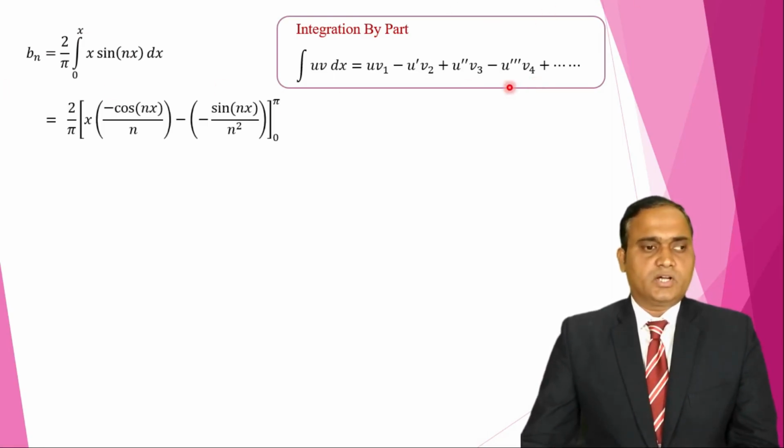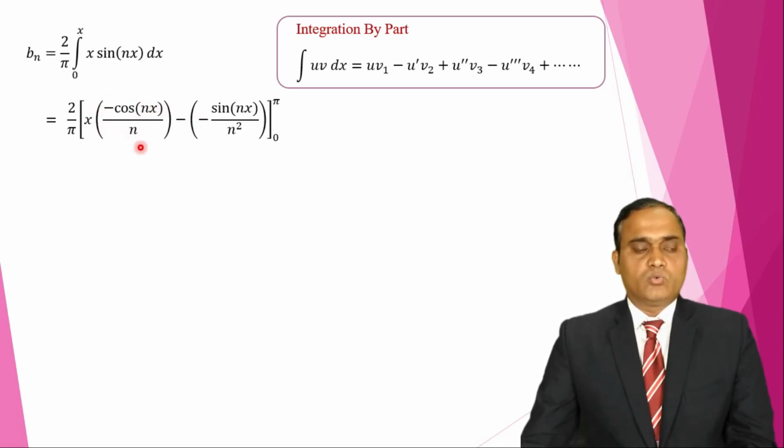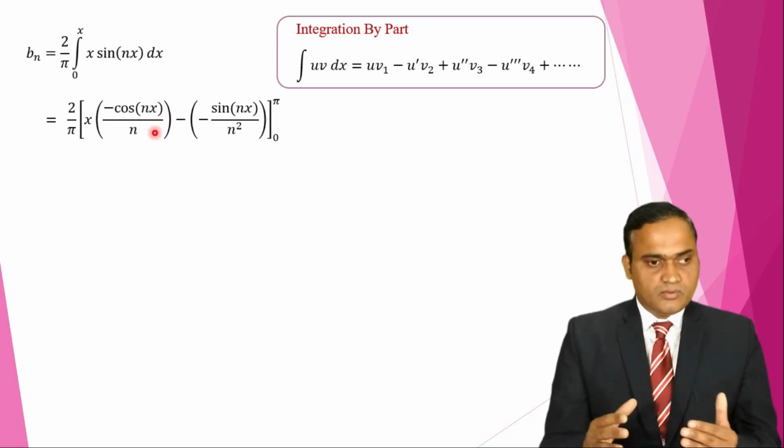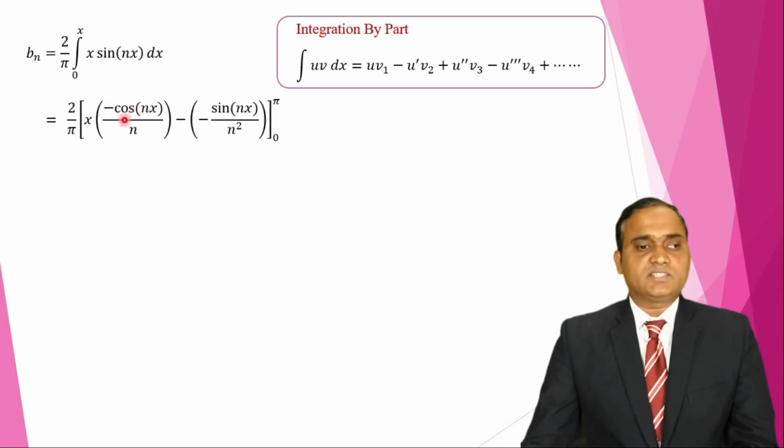So here I take 2 by pi, u as x, then the integration of sin nx, v1 means the integration of v. The integration of sin nx is minus cos nx, and for nx we have to divide by the derivative. The derivative of nx is n. Minus u dash, the derivative of x is 1 here, and v2 is nothing but the integration of v1. Whatever terms we get, write in the bracket with sign. So the integration of minus cos nx is plus sin nx, and that nx derivative we have to again divide here.